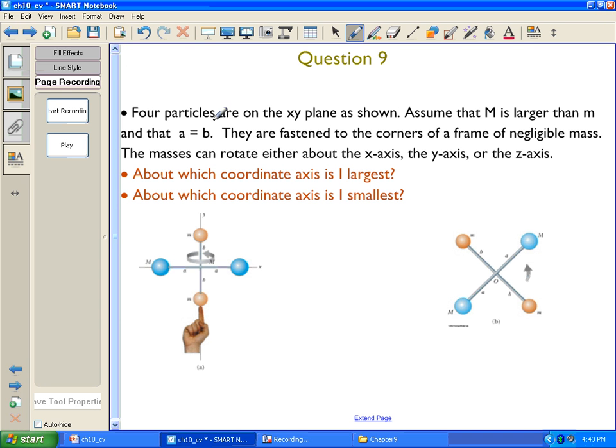Welcome to the third part of the problem-solving session for Chapter 10. We begin where we left off, question 9. 4 particles are on the xy plane as shown.